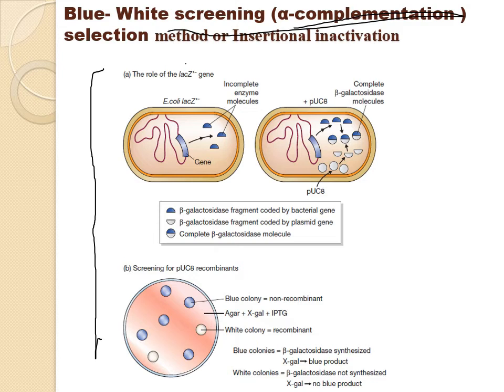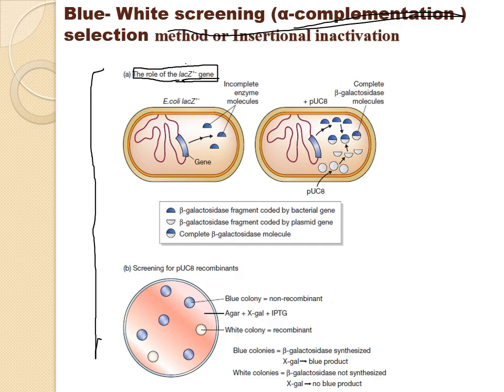Basically, blue-white screening is facilitated by the lacZ gene. This lacZ gene is present in the promoter site, and I'll be explaining what the role of the promoter is, where it is, and what exactly lacZ is. For now, remember that blue-white screening only happens due to the presence of lacZ, which is present in the promoter site.